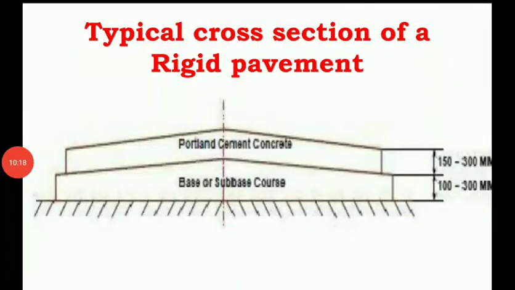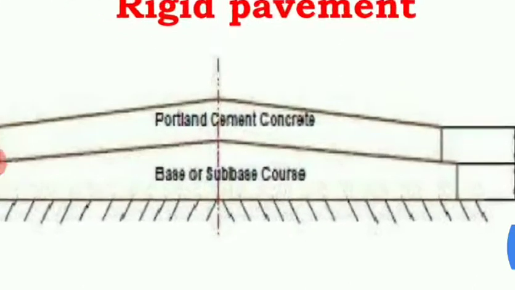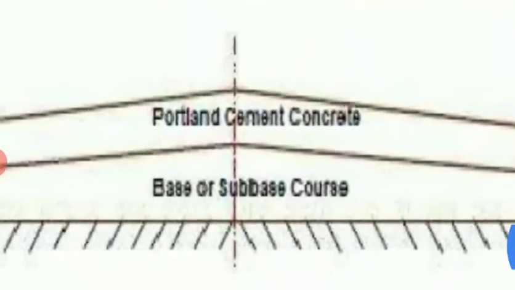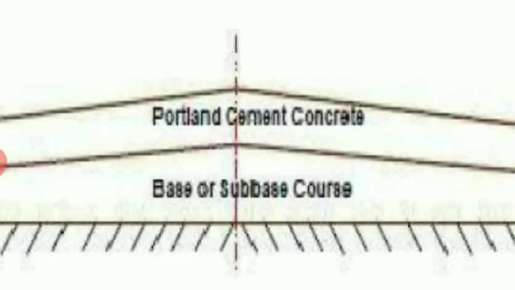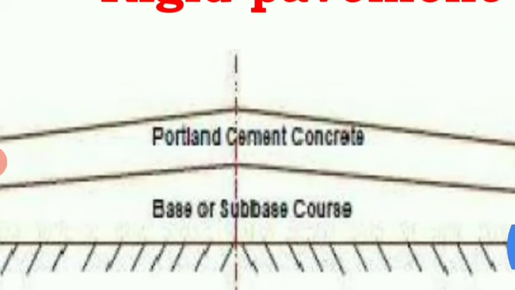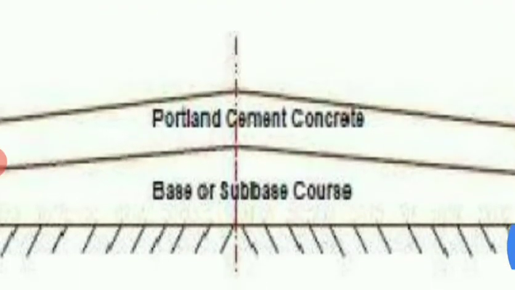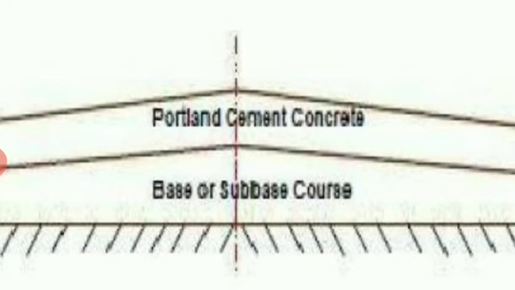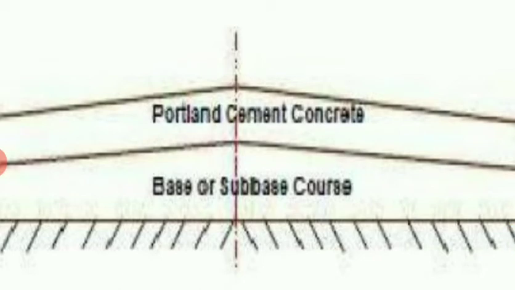And here there is only one layer of material between the concrete and the subgrade, and this layer can be called the base or sub-base course. So you can see only one layer here, that is the sub-base course or base course. Usually in a rigid pavement, the load is distributed by slab action, and the pavement behaves like an elastic plate resting on a viscous medium. Rigid pavements are constructed with Portland cement concrete, and they should be analyzed by plate theory instead of layer theory.